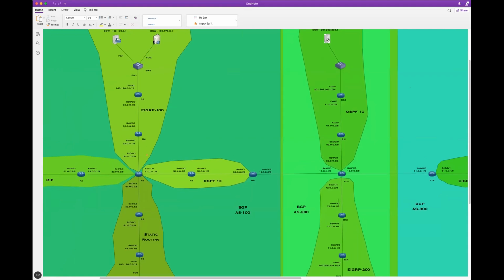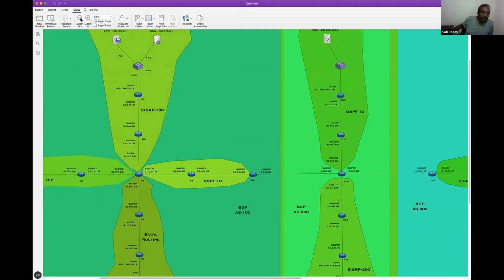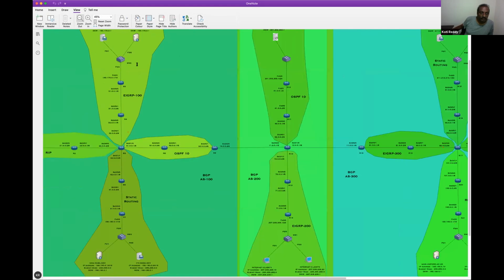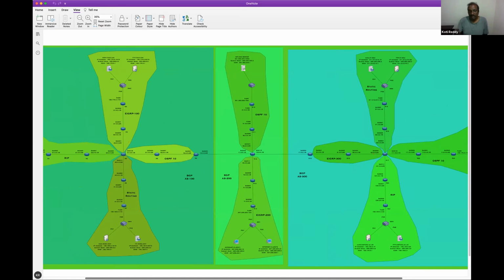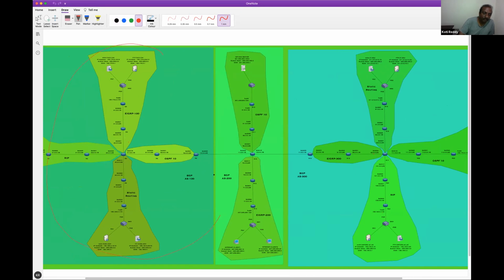So last week we started working with a combined case study like this. We said that in this case study there are, let's say, 3 ISPs. These particular routers belong to ISP number 1, and these routers belong to ISP number 2. These routers belong to ISP number 3.